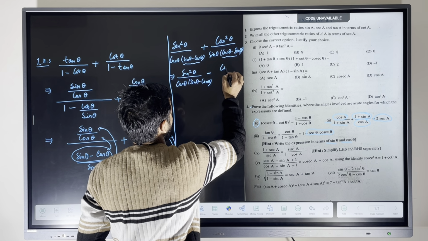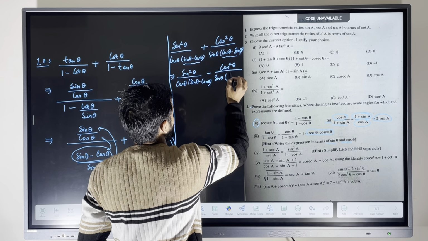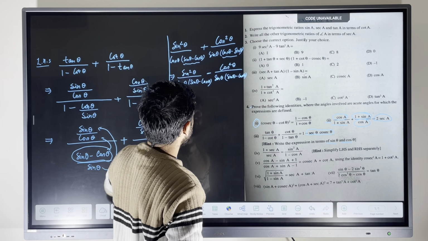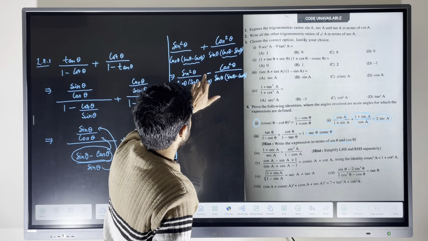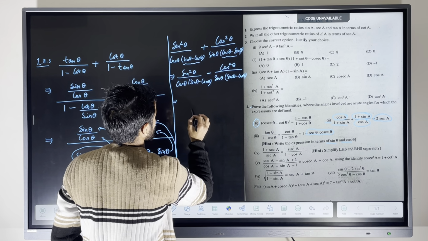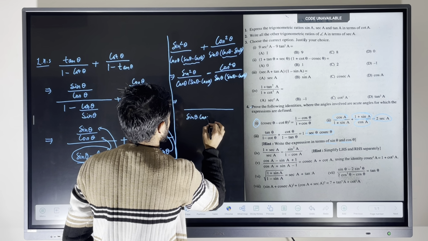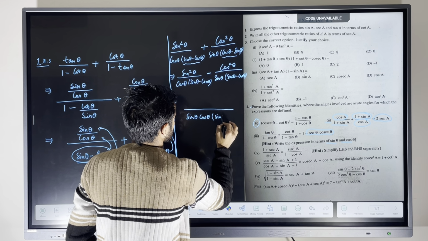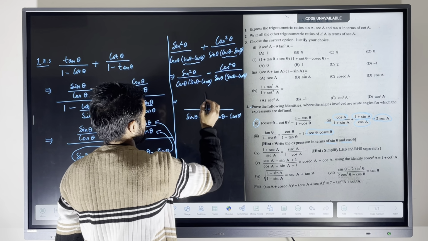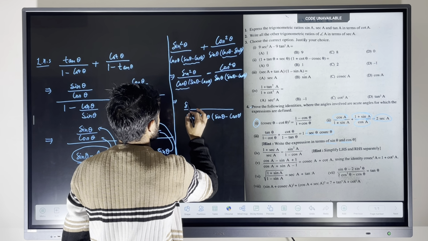So here we take minus common, and it will be sin theta into (sin theta minus cos theta), because from here we take minus as a common, so plus minus turns to minus and here the sign will change. Now if we take the LCM over here, the LCM will be sin theta into cos theta, and the common part is sin theta minus cos theta.